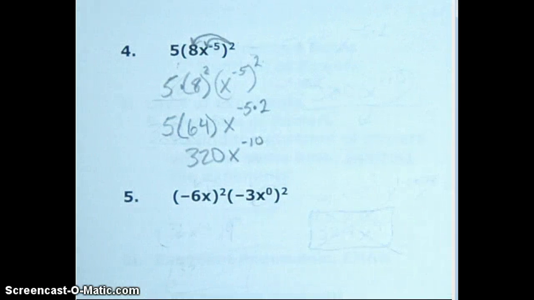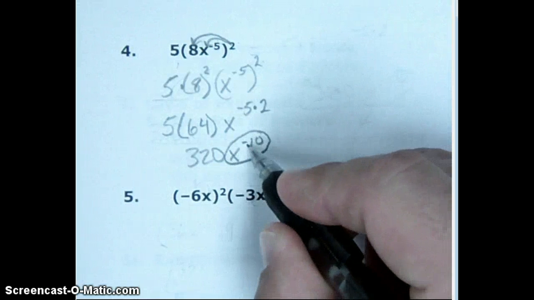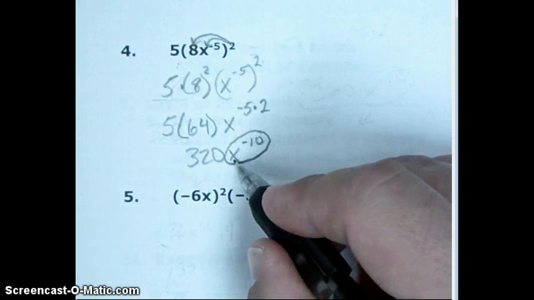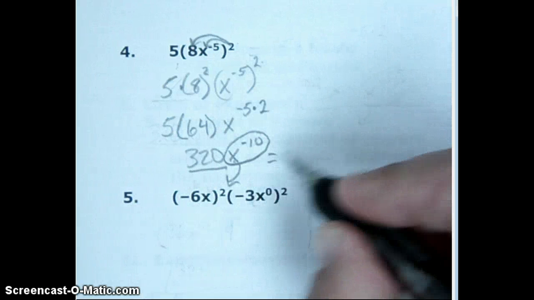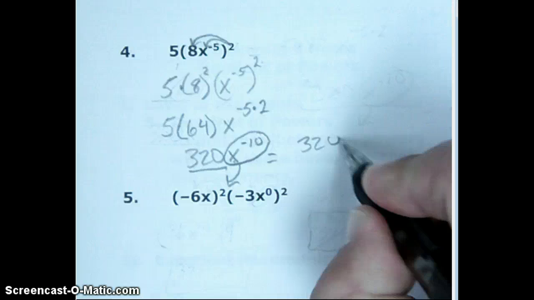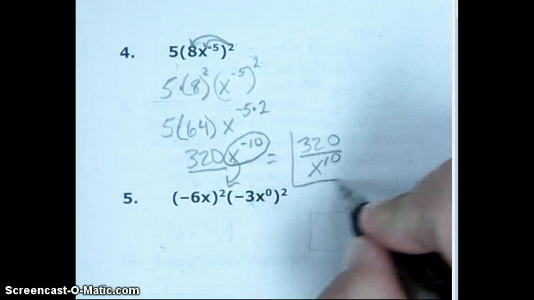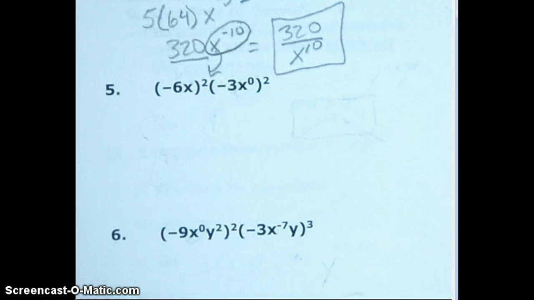Alright. Now, real quick, got to finish cleaning it up. We have a negative exponent. Again, the negative 10 is only attached to the x, so that's the only thing that needs to be moved down to the bottom. So this solution is actually going to be 320 over x to the 10th power. That's your simplified version.